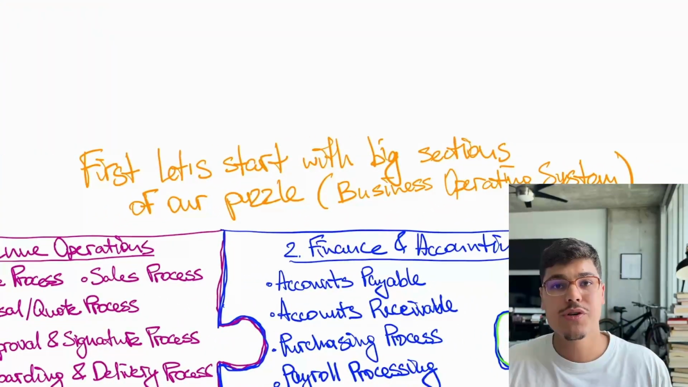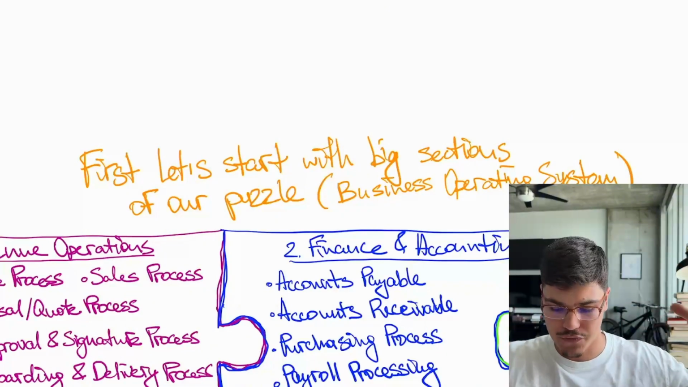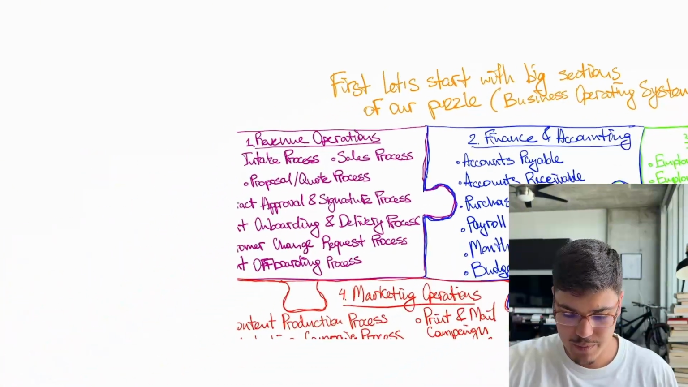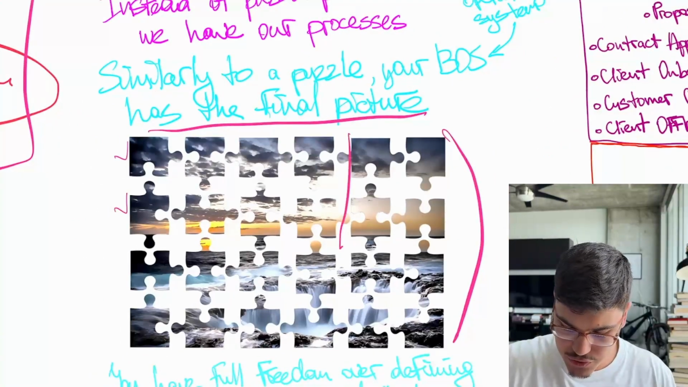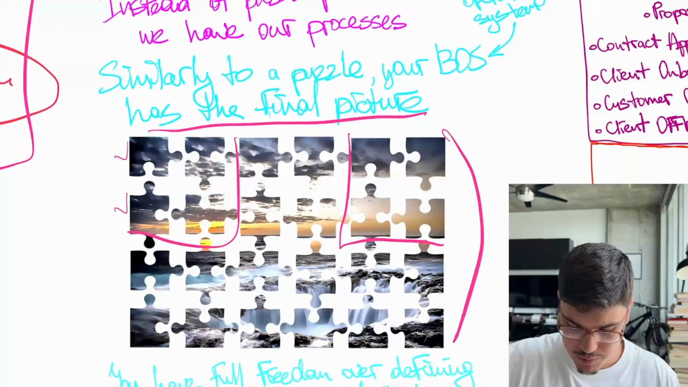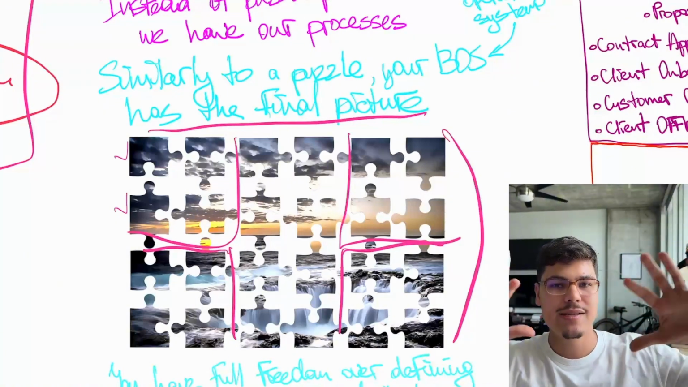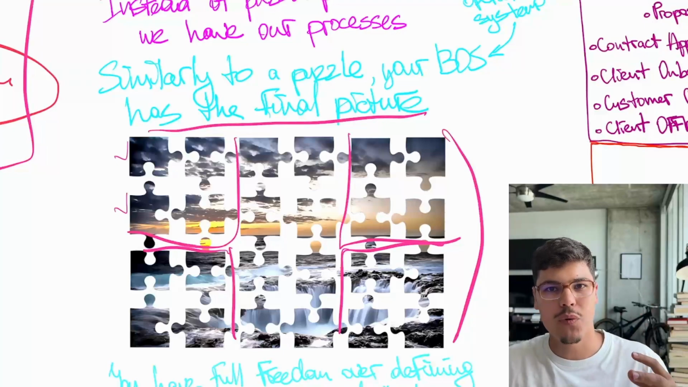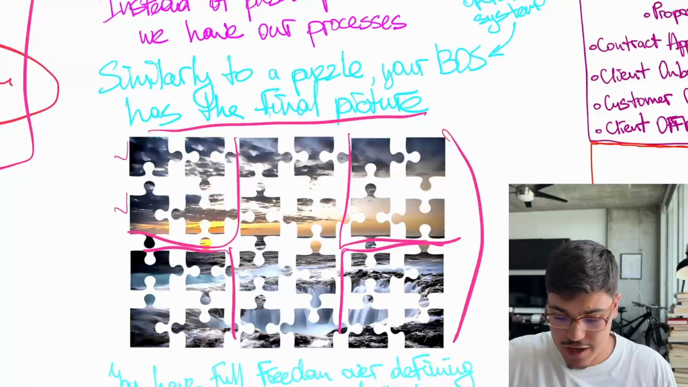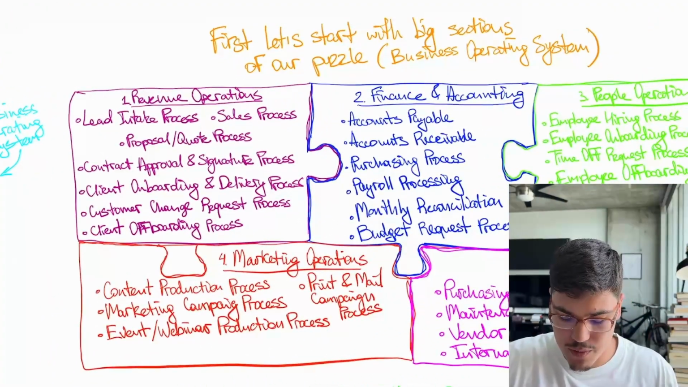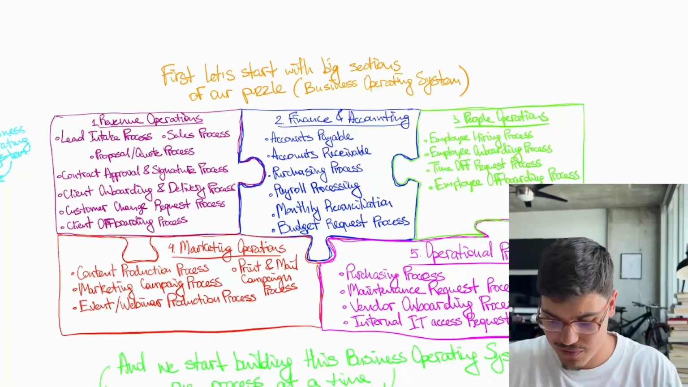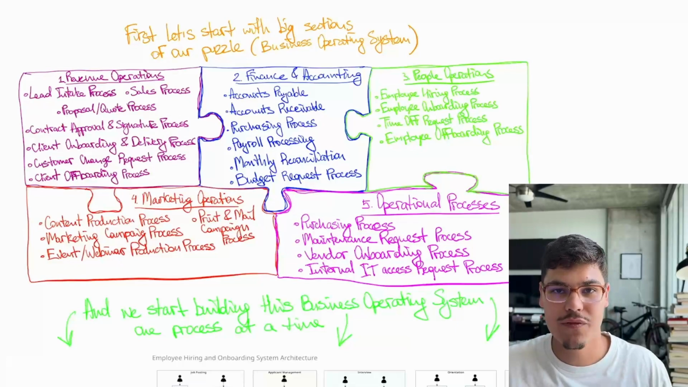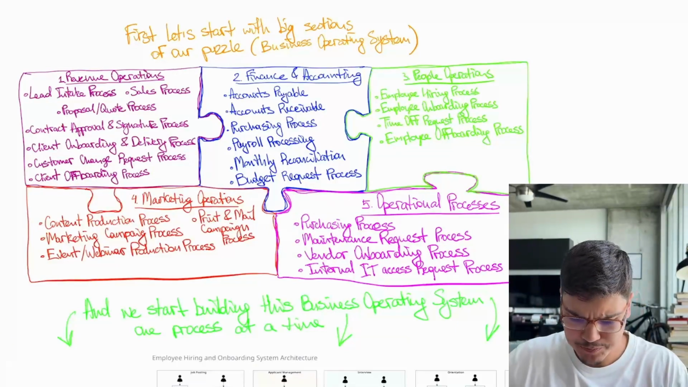First, I want to start with the big sections of your business operating system. If you think about the puzzle, when you're solving it, most of the time you start from the top left or top right corner, or bottom left or bottom right, but you're basically visually breaking down that puzzle into different components so that it's easier to put together. We're going to use the same approach for the business operating system. I put together this example, and we're going to go through each one of these components one by one.